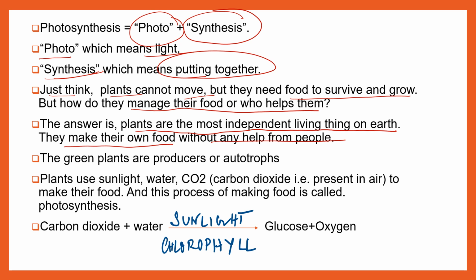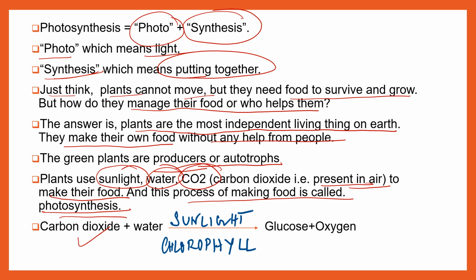So the green plants are producers or autotrophs, right? Plants use the sunlight, the water and the carbon dioxide present in the air to manufacture their food, and this process of making food is called photosynthesis. Is it clear to all of you?